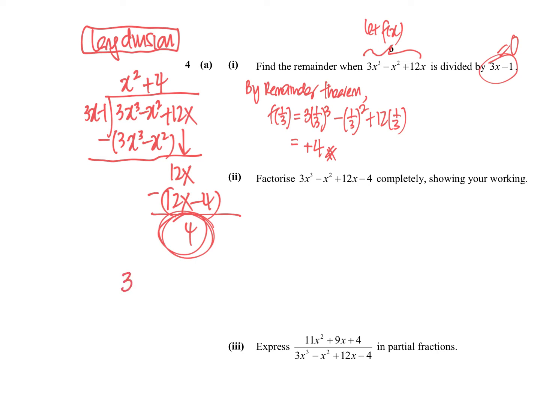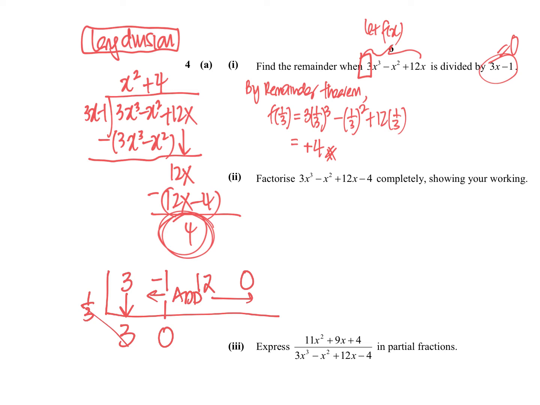So 3 is the coefficient, minus 1, x is 12, and the constant is 0, right? So you are dividing by 1/3. First you bring down 3. 3 times 1/3 is 1. When you add it up, it is 0. 0 times 1/3 is 0. So 12 plus 0 is 12. 12 times 1/3 is 4. When you add up it is 4. So your remainder is 4. Okay, so that's how you do synthetic if you like to use synthetic.